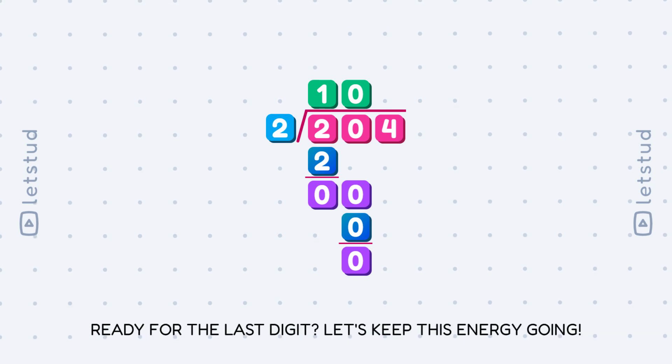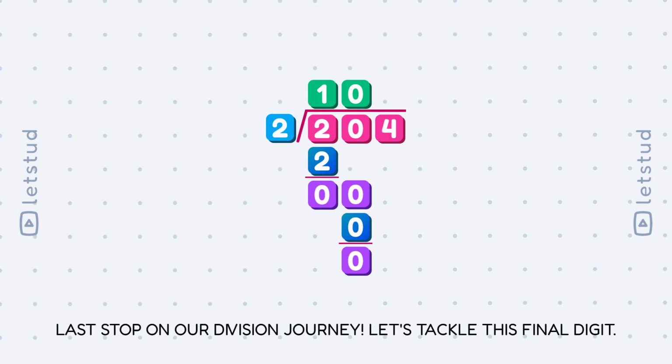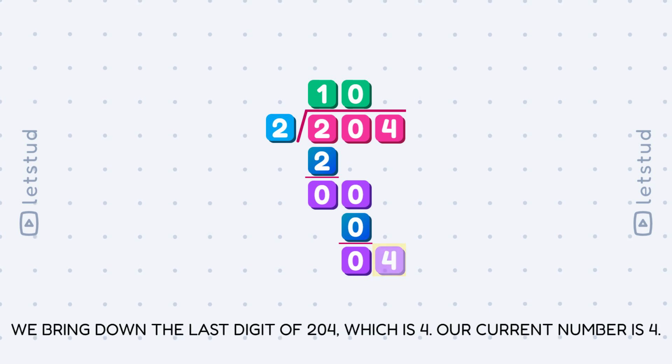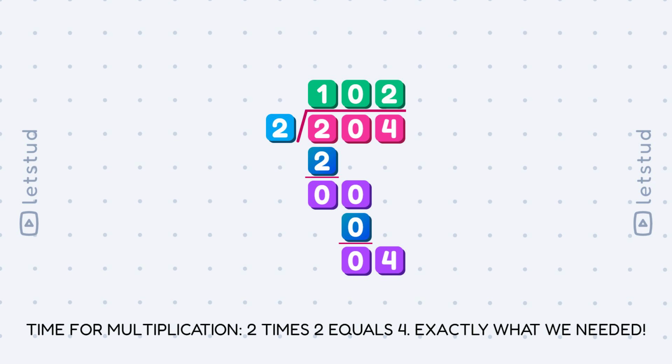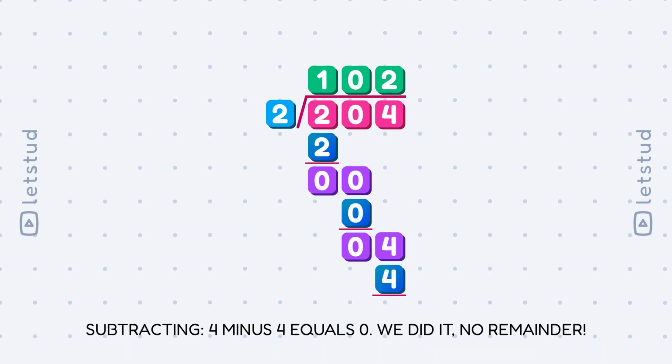Ready for the last digit. Last stop on our division journey. We bring down the last digit of 204, which is 4. Our current number is 4. Now how many times does 2 go into 4? It goes in 2 times. Time for multiplication. 2 times 2 equals 4, exactly what we needed. Subtracting. 4 minus 4 equals 0. We did it. No remainder.